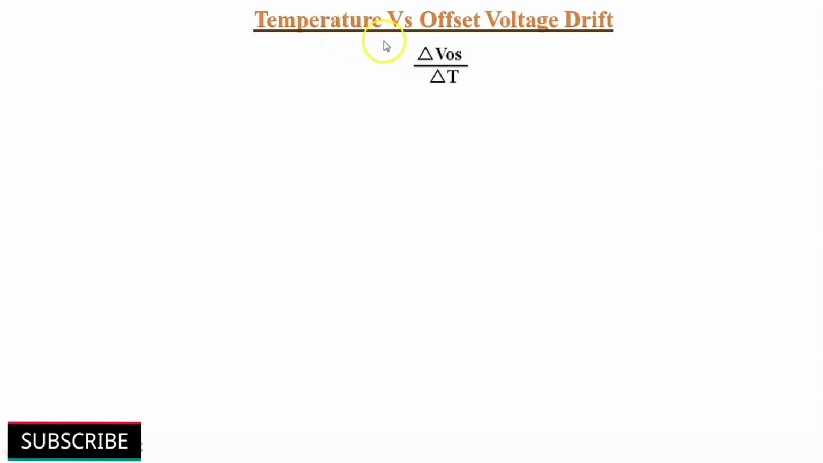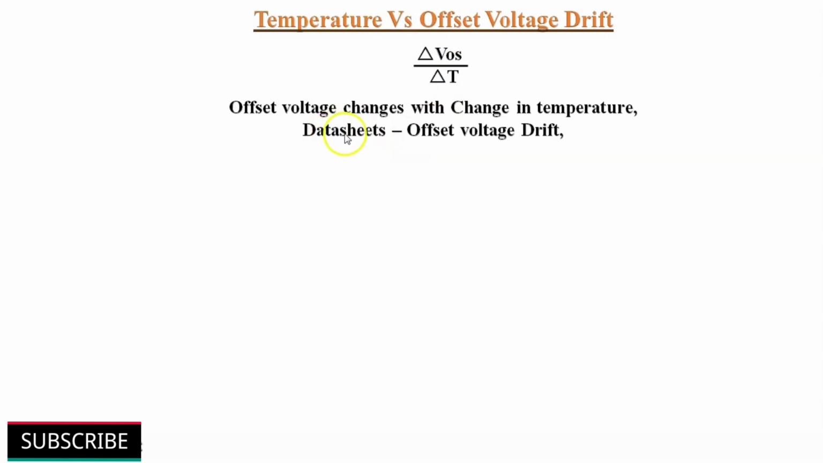Now we will discuss the relationship between temperature and offset voltage. Offset voltage changes with the change in ambient temperature. Here we can represent the change in offset voltage delta VOS divided by change in temperature delta T. The datasheet shows this relationship as offset voltage drift. Its unit is microvolt per degree centigrade.